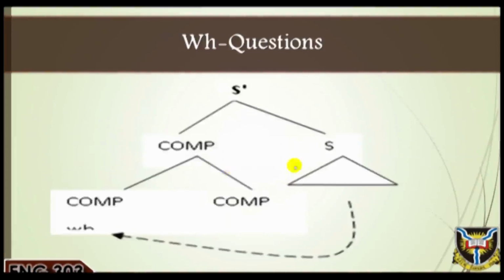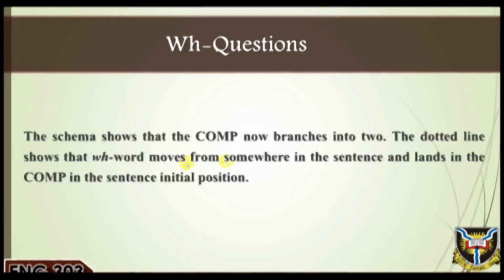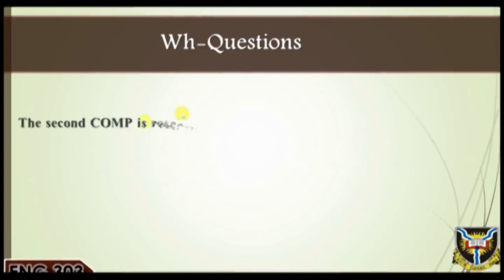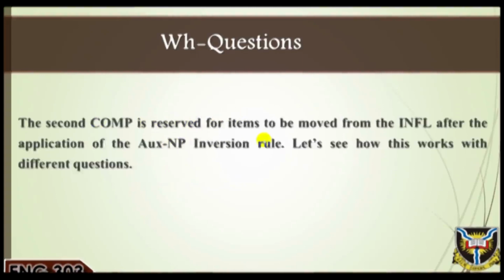The schema shows that the COMP now branches into 2. The dotted line shows that the WH word moves from somewhere in the sentence and lands in the COMP in the sentence initial position. The second COMP is reserved for items to be moved from the INFL after the application of the AUX-NP inversion rule. Let's see how this works with different questions.